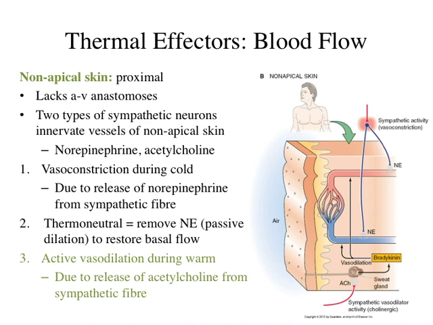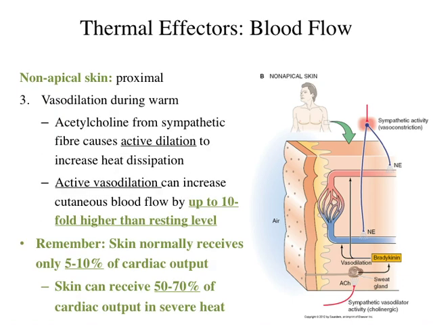During a thermoneutral state, passive dilation occurs when norepinephrine is not released and basal blood flow returns. Finally, during warmer climates, active vasodilation occurs through the release of acetylcholine from sympathetic fibers as well. This promotes heat dissipation when core temperatures are increasing by promoting more blood to return to the heart by superficial veins. Our skin receives approximately 10% of cardiac output, but can receive up to 50 to 70% in severe heat.